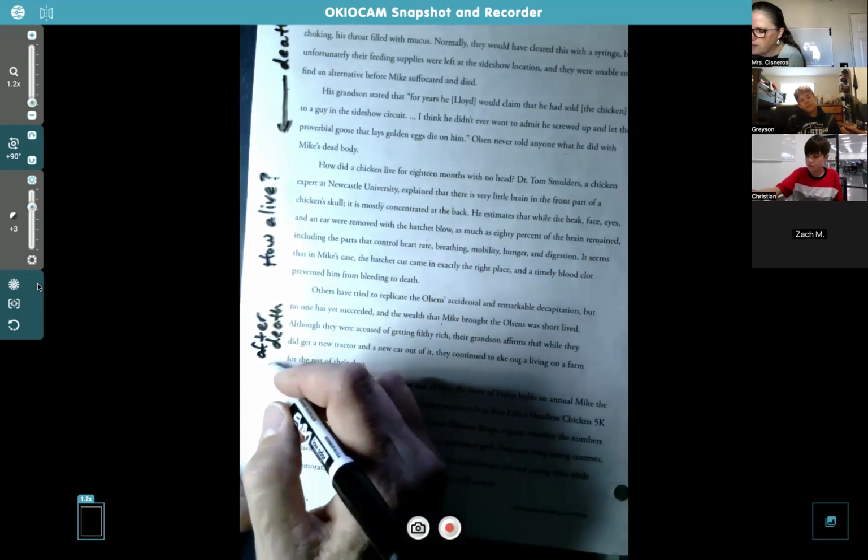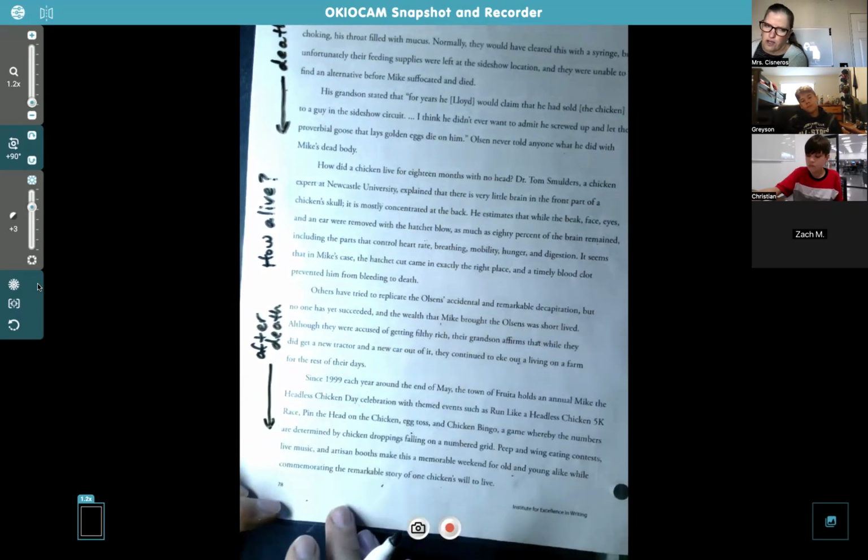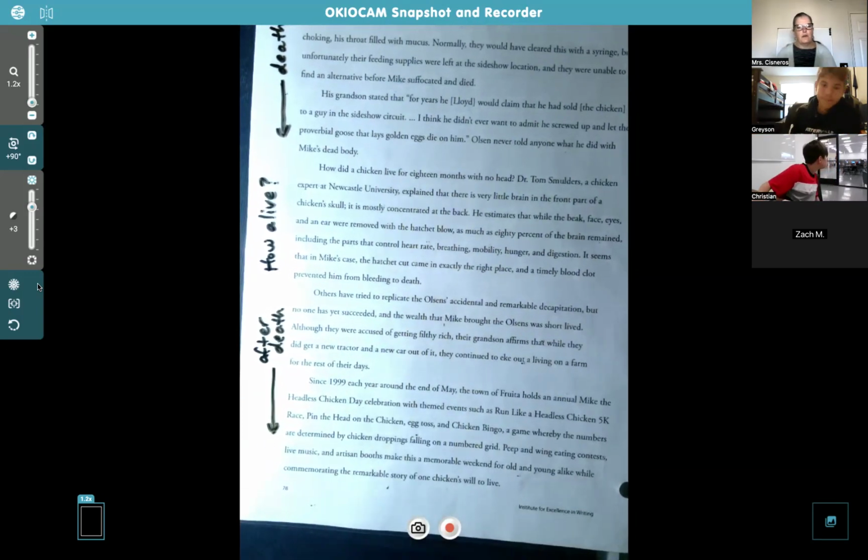So this is still talking about after death. So I'm just going to draw a line here. This is a little bit more about how he was famous, because they still have these Mike the Headless Chicken days. They still do in Colorado. I don't know when it is, but I bet you could look it up online and find out when it is.